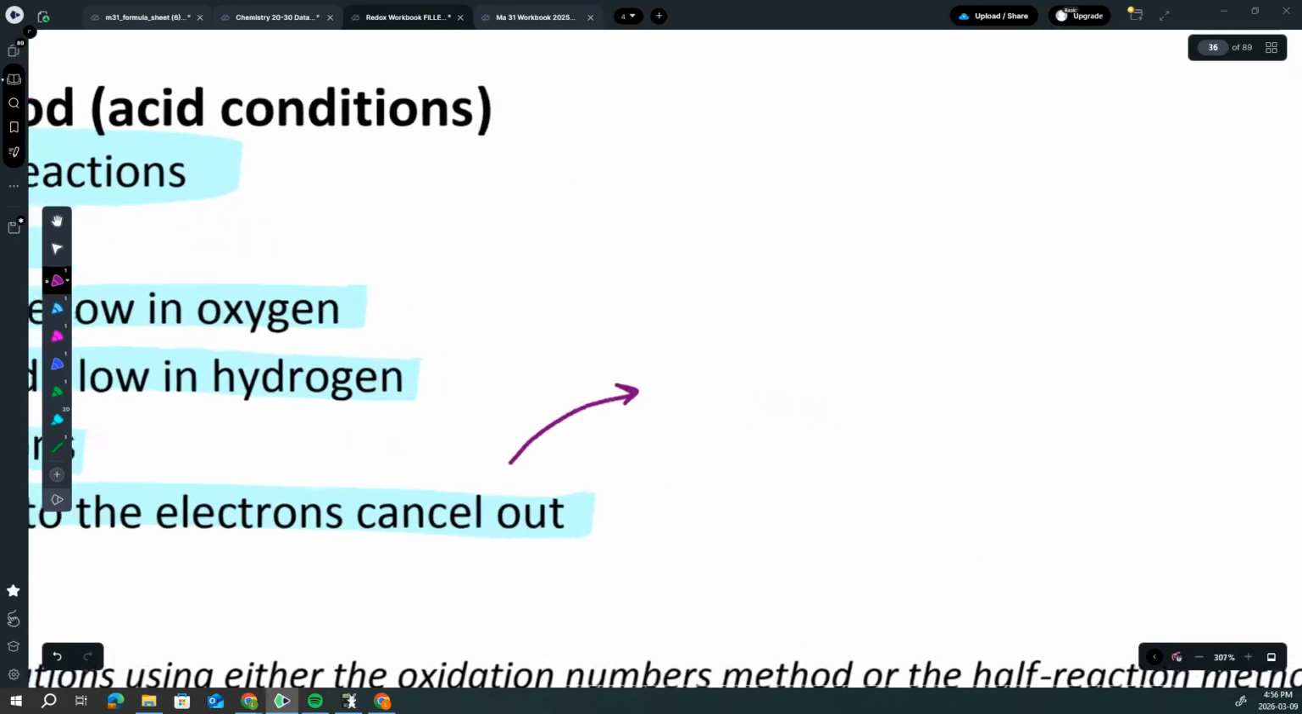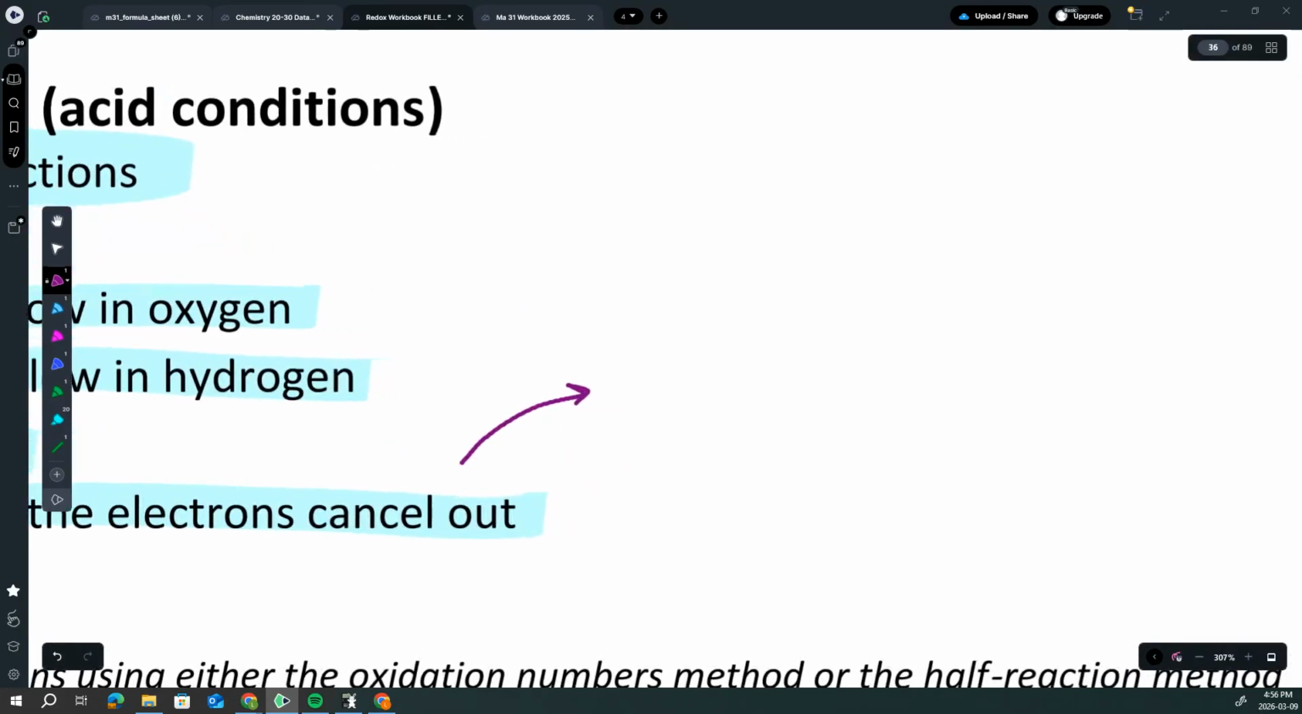So when canceling out, yes, the electrons must cancel out, but also you can't have duplicate species on both the reactant side and the product side. So you can't have water both on the reactant and product side of your net reaction. Okay, you can't have H+ ions both on the reactant and product side.